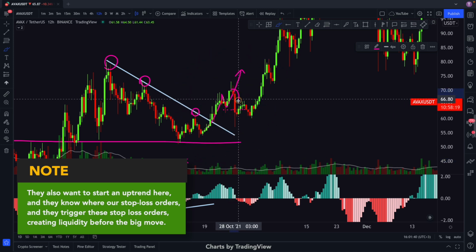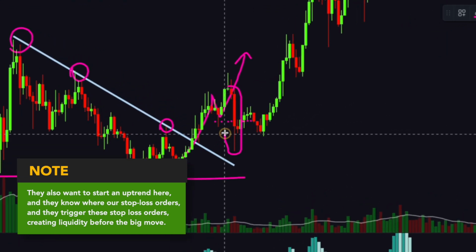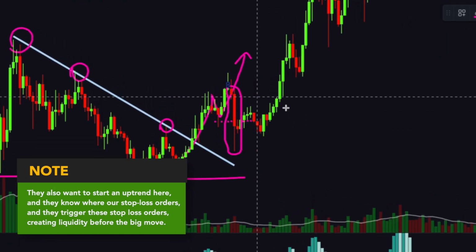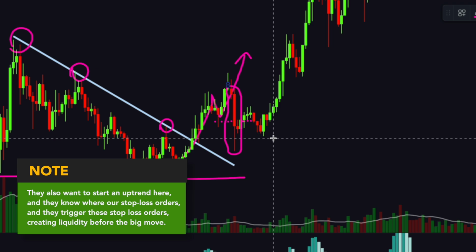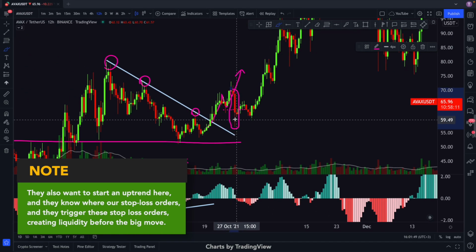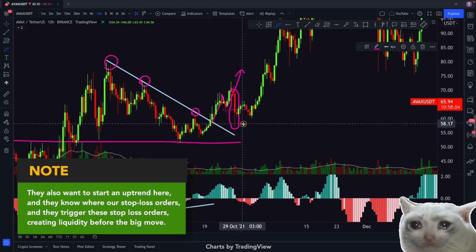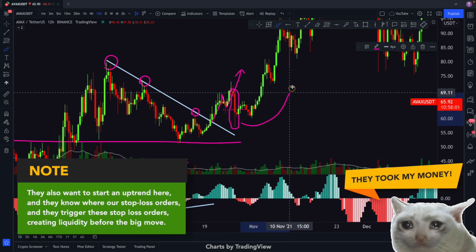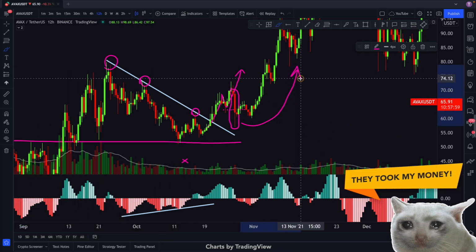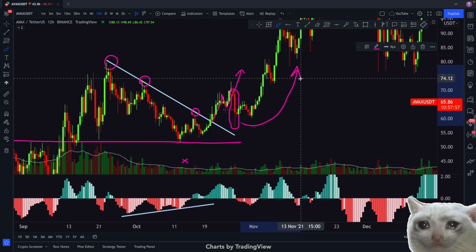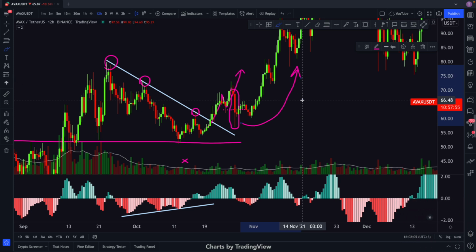So they also want to start an uptrend here, and they also know where our stop loss orders are. And they trigger the stop loss orders, creating liquidation, a lot of money before starting a move. So they take our money and rally with it. What I mean is, you were right about your trend direction. However, smart money uses your money to start the rally.